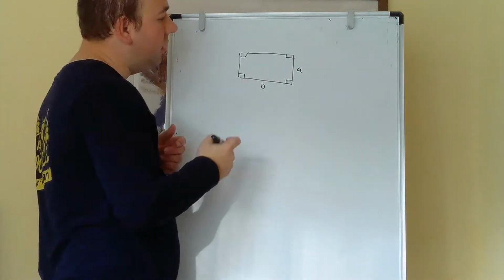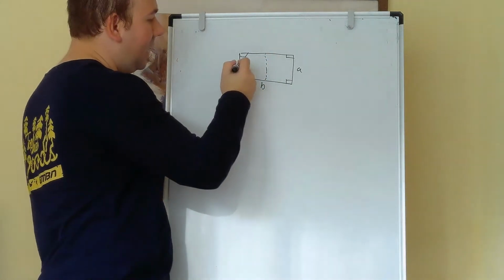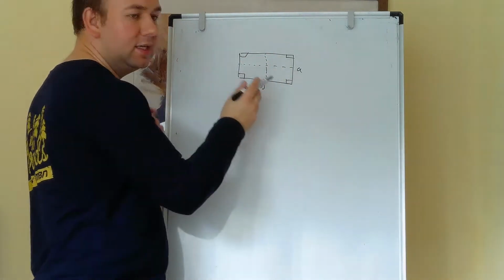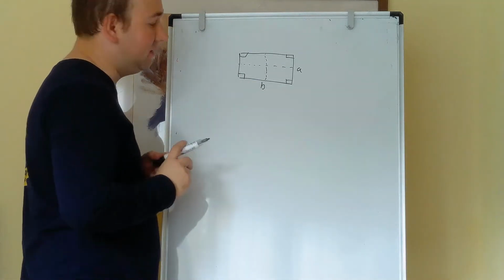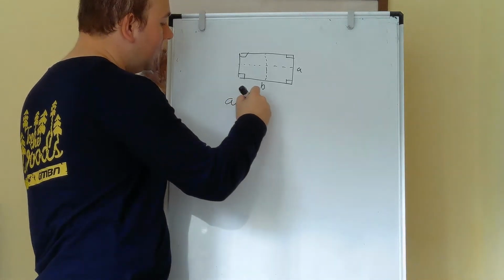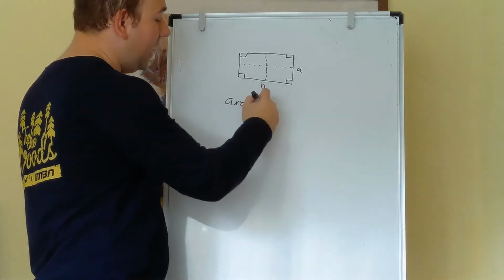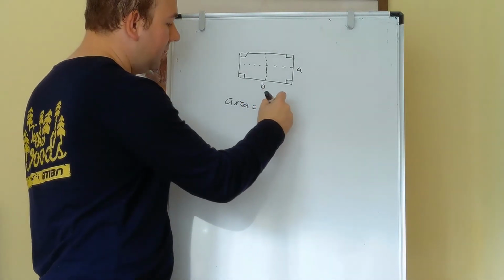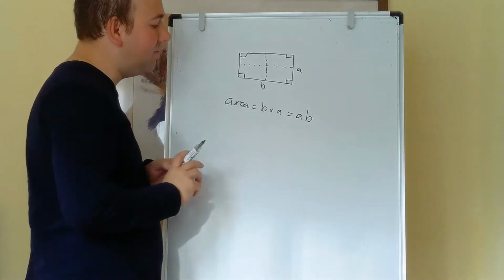And they only have 2 lines of symmetry, which go from the middle of the top to the middle of the bottom, and the middle of the side to the middle of the other side. So there are no diagonal lines of symmetry on this. The area for the rectangle is the same as a square in principle. It's the base multiplied by the height, which can be written as AB.